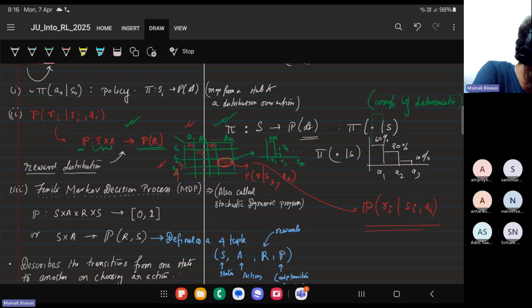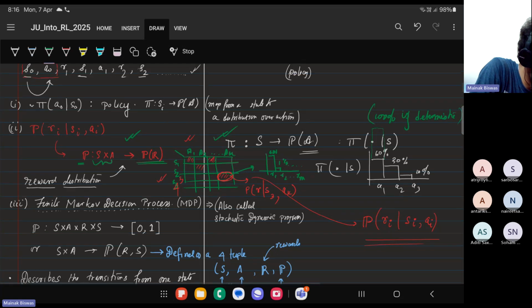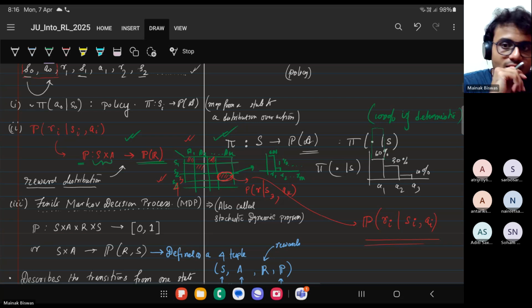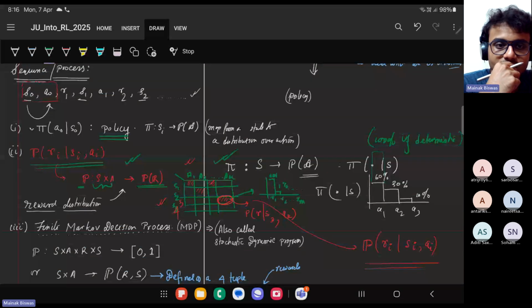So we learned what a policy is, and we learned what the reward distribution of the environment is. Any questions? We'll be using these two things to obtain the best policy, some map. Before we go on to formalism, is this clear to everybody?